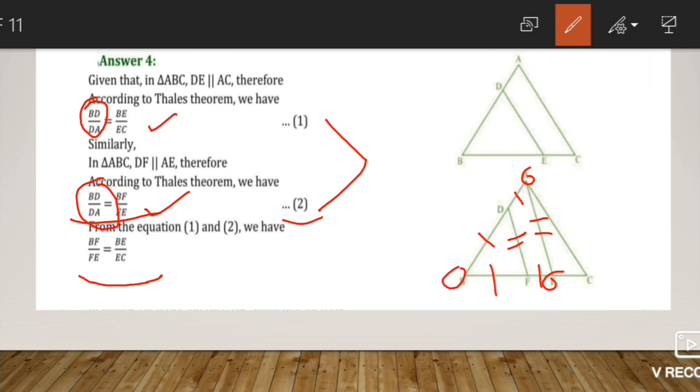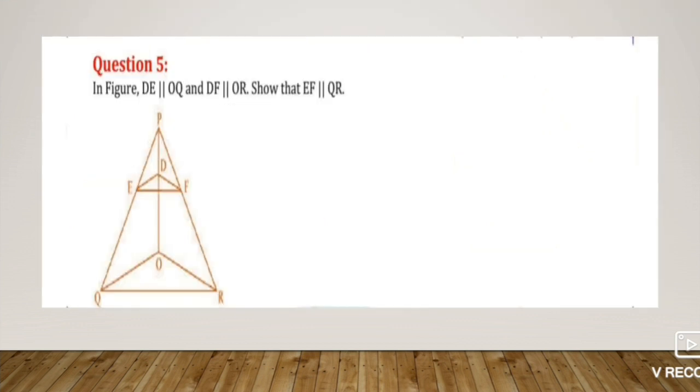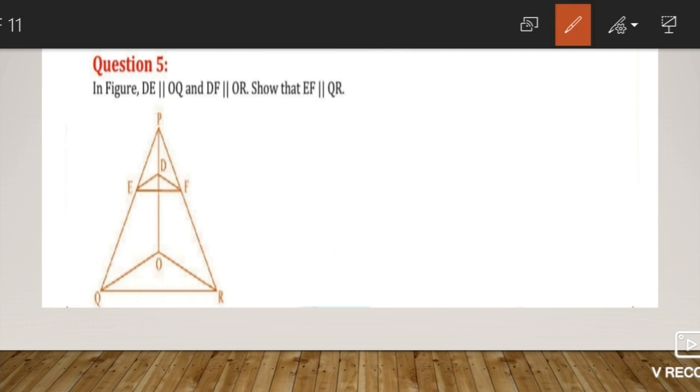Okay, now question number 5. Let us check the question. Here given that DE is parallel to OQ, this line DE is parallel to OQ, and DF is parallel to OR. You have to prove that EF, this line EF, is parallel to QR. Okay, so let us check the solution.